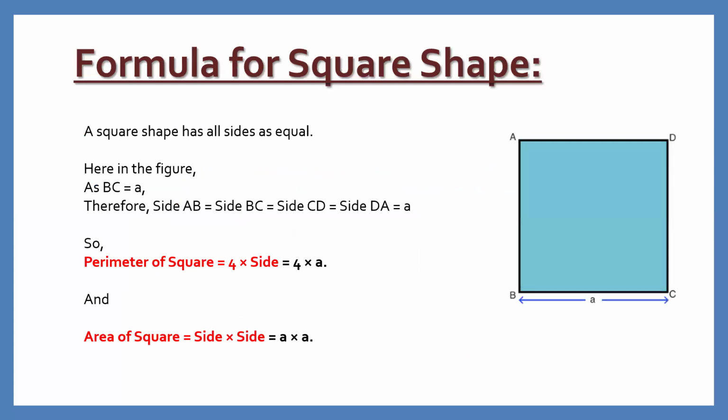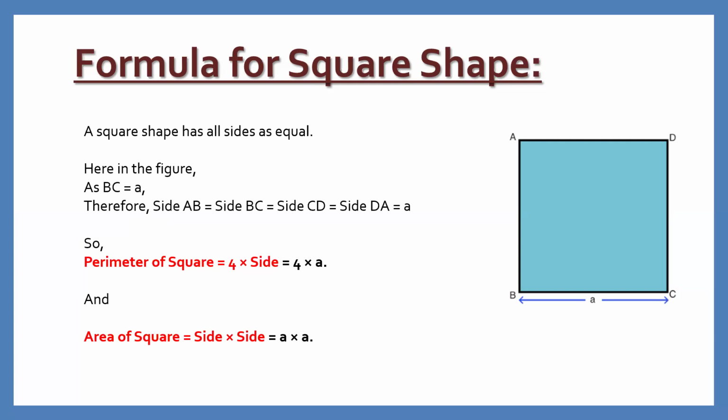Then the next heading is all about the formula for the square shape. A square shape has all sides equal. We know that through the definition. Here in the figure ABCD, as shown in the figure, BC is A. Therefore, side, we know all are equal. Side AB is equal to BC is equal to side CD is equal to side DA. All will be equal to A.